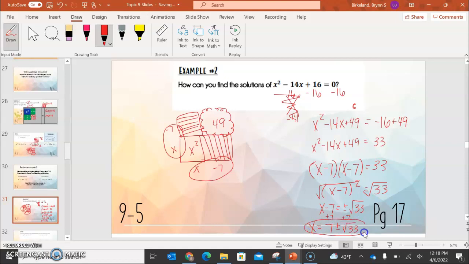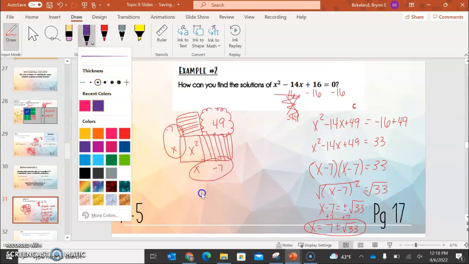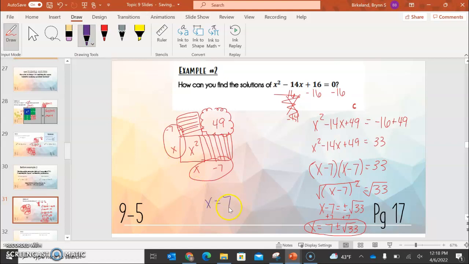Now you might be saying, what does that mean? Well, we could split it up. Our first option would be x equals 7 plus the square root of 33, and if I did that on a calculator, approximately 12.74. Then I also would have x is 7 minus the square root of 33 because of the plus and minus. Remember, those parabolas or quadratics can cross the x-axis 2 times and have 2 solutions. That's how we have the plus minus.